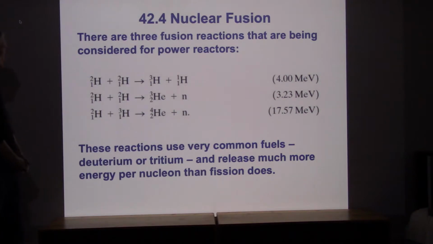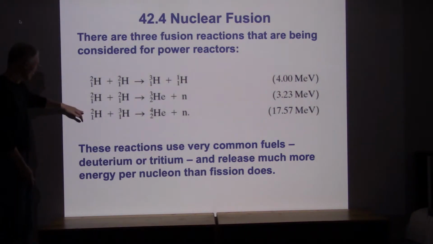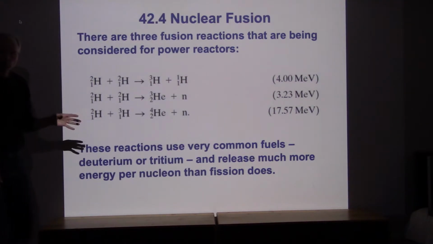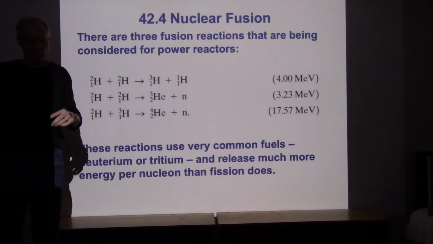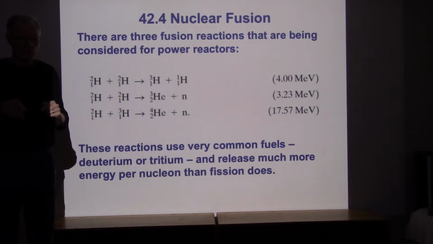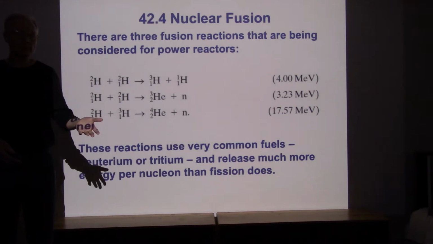So these are three of the reactions that are considered possibilities. We don't start from protons. Remember, those first reactions with protons require us to make neutrons in the process. That requires the weak force. That's not a rapid process.